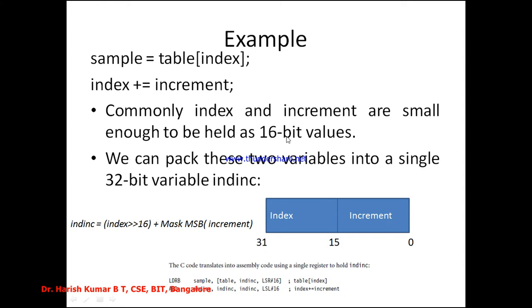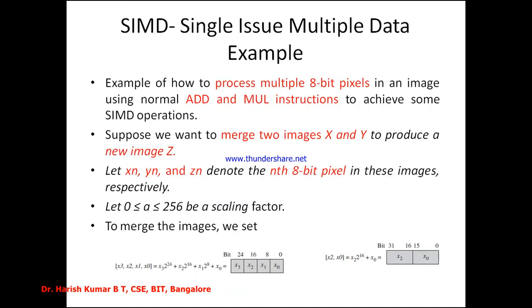Now if there are two 16-bit values to deal with, then these two 16-bit values can be packed in a single 32-bit register like this. Now you are reducing the code length, and at the same time the performance is also increased. Now, there's another example, SIMD. There is something called as single instruction multiple data architecture.